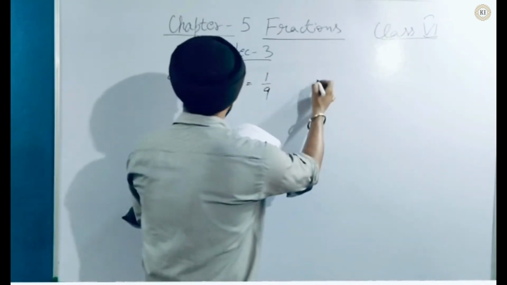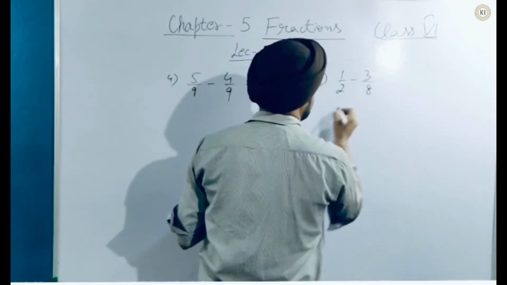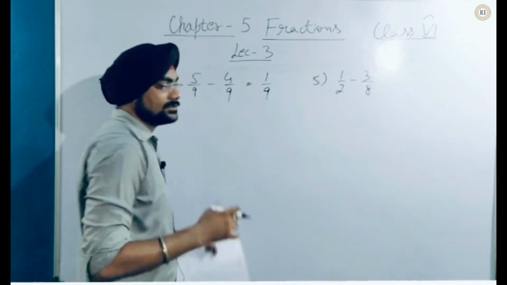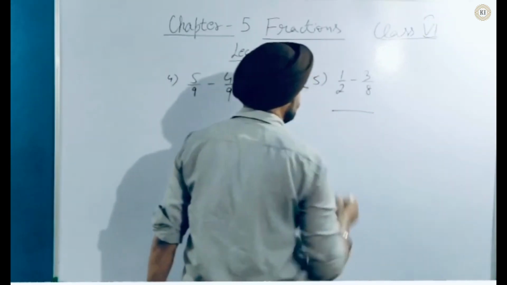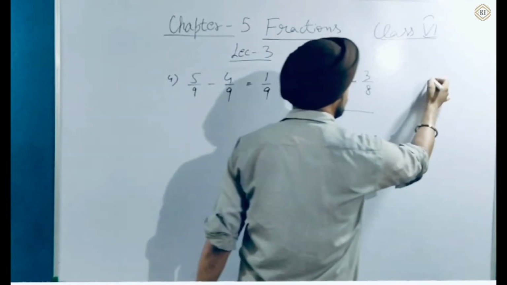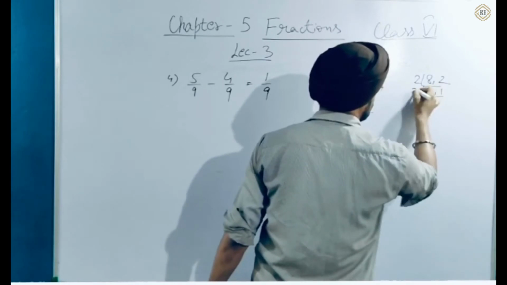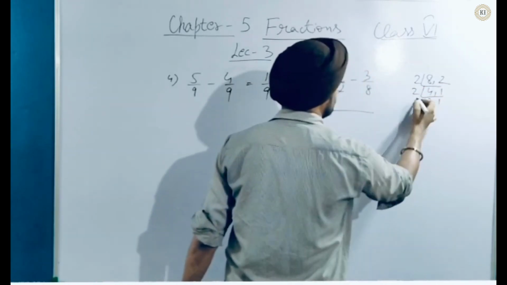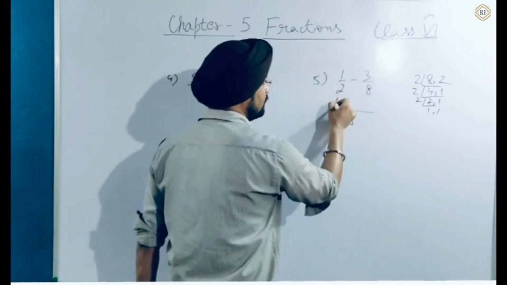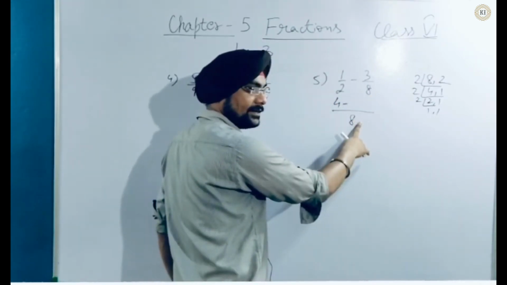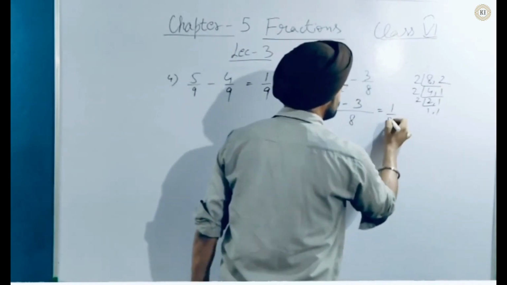Next question: if you get 1 by 2 minus 3 by 8, now both are unlike. So again take out the LCM of 8 and 2. When we take out the LCM of 8 and 2, it will come 8. So 8 divided by 2 is 4, 4 into 1 is 4. 8 divided by 8 is 1, 1 into 3 is 3. So 4 minus 3 is 1 by 8.